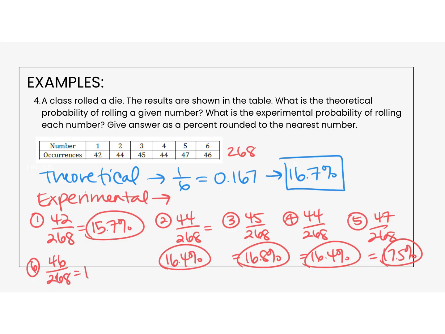Would be 17.2%. So again, you can see that the experimental probabilities don't quite match the theoretical. Some of them come pretty close, but they're not exactly where they should be because any experiment is not perfect. Now, the more that we do this, so if we upped our total, let's say we rolled it 500 times instead of just the 268, these percentages should get closer to that theoretical probability.